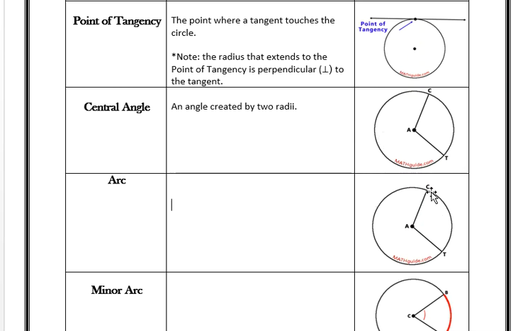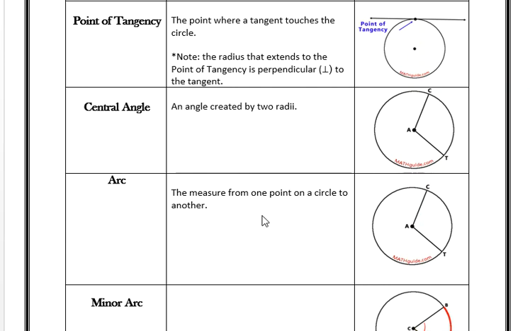So an arc is different than the central angle. The angle is here, but the arc is the distance from the one point to the other point. So there's the definition: it's the measure from one point on a circle to another point on that same circle, and that creates an arc. So again, we have arc CT, or we could also have another arc that goes in the other direction, also named CT, or TC for that matter.